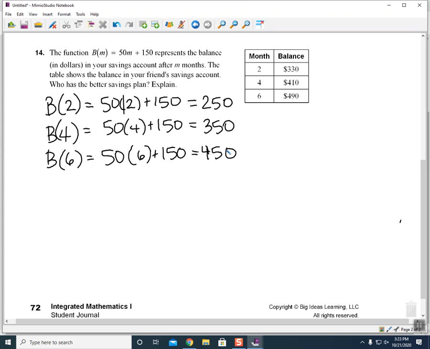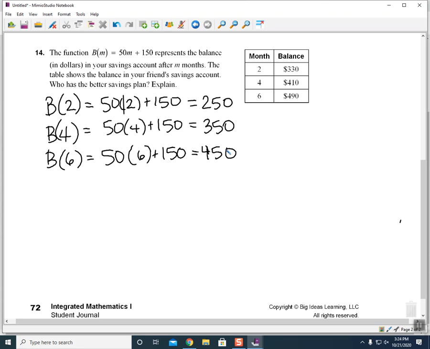Okay. So when I initially looked at this, I was like, okay, so after 2 months, I have $250 in my savings account, but my friend has $330. After 4 months, I have $350, they have $410. At 6 months, I still have less money. And so at first I was like, well, my friend has the better savings account, right? That would kind of make sense if we're looking at this.